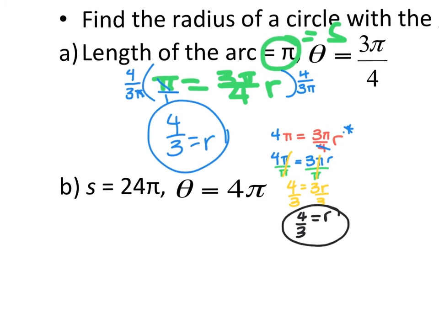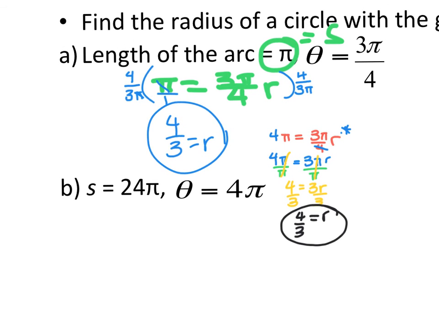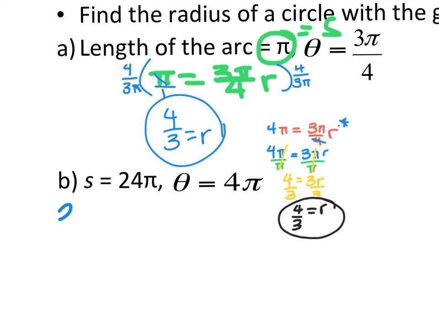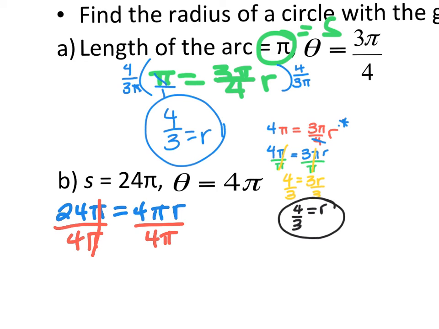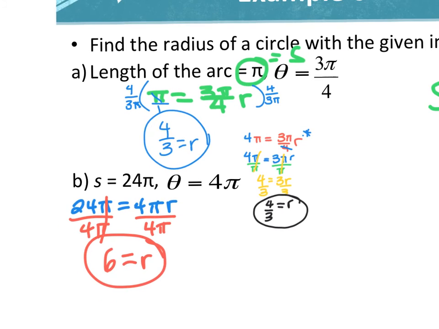And then B, again, given S and theta. So 24 pi equals 4 pi times the radius. And then divide both sides by 4 pi. Pi's cancel. 4 goes into 24 6 times. So my radius would be 6.